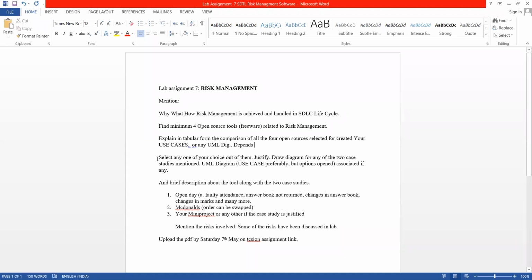So ultimately, you select any one of your choice out of them. Justify why you are selecting, okay, because it may be a personal choice, but your choice will depend upon the case study you are selecting. So if it's your mini project, your project will decide what tool is most apt for your particular domain. Okay, so that is why I have kept it up to you.